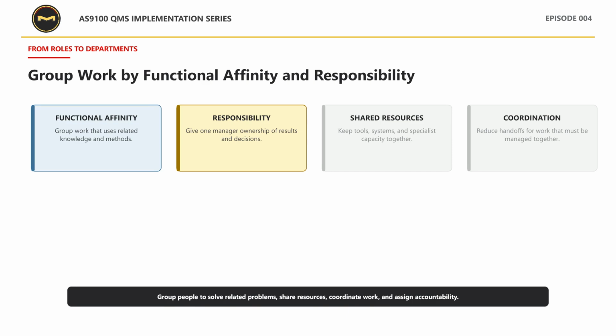Once the work is classified, begin grouping roles by functional affinity and responsibility.